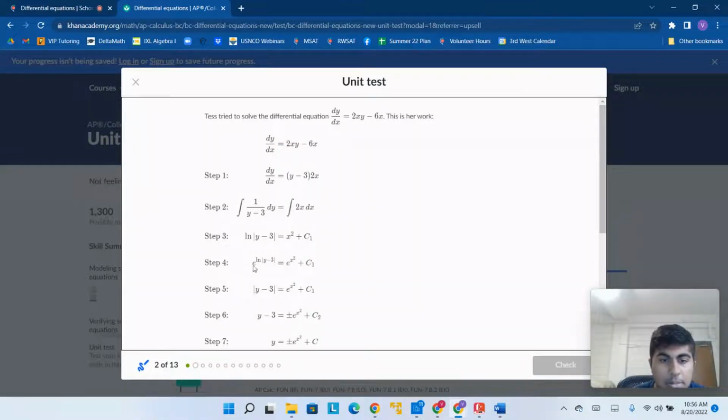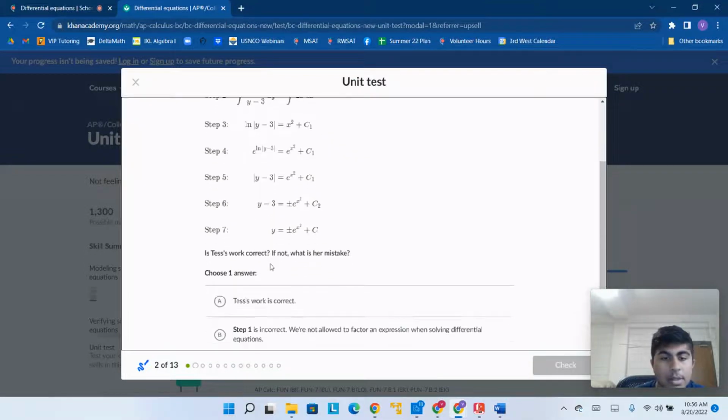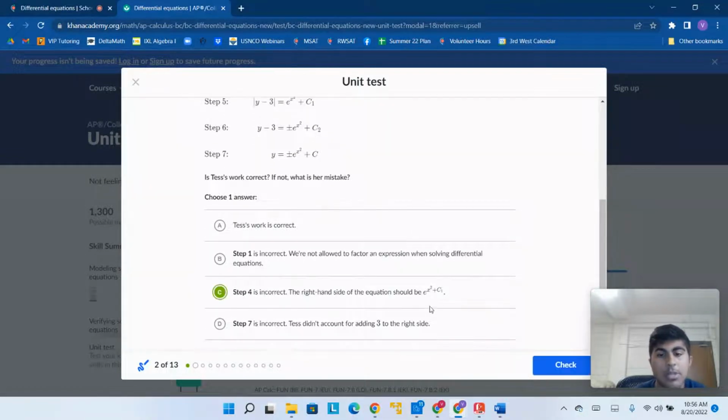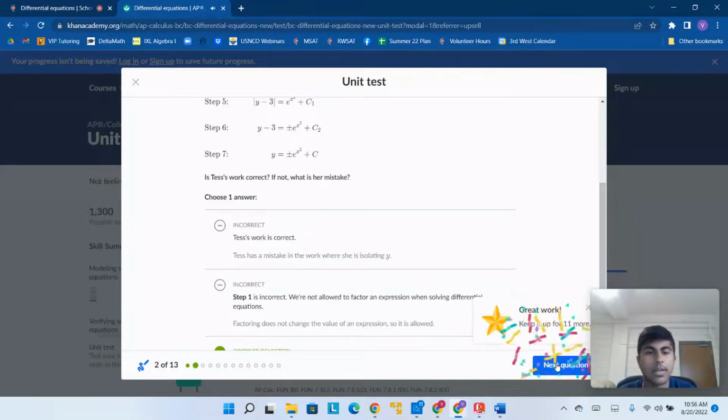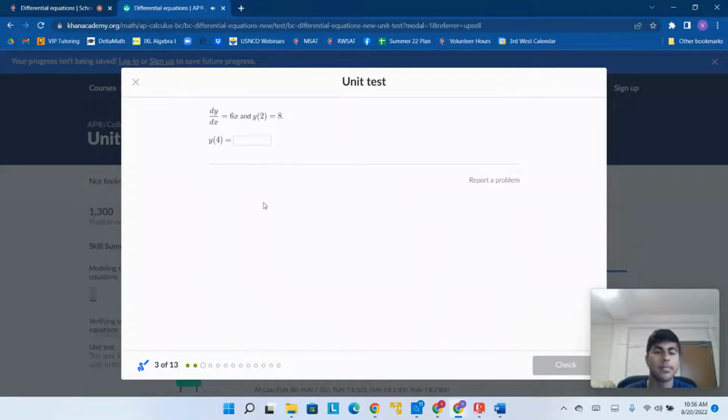Right here, step 4. This is good. And then raise it to the e, but you forgot this part, so this is where it got messed up. Step 4 is where it got messed up. Step 4 should be that. You should put the c1 in the e to something. And we can keep going.